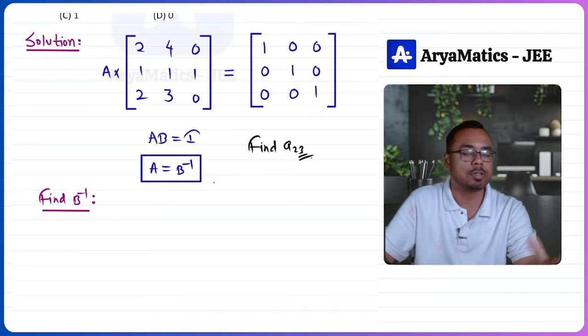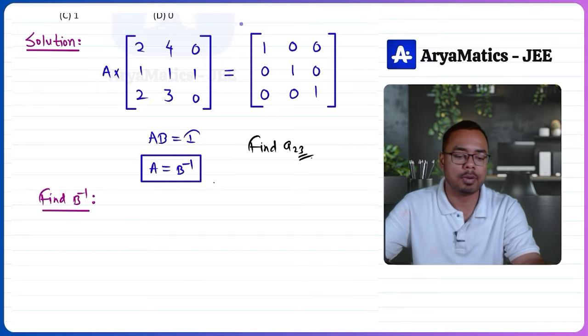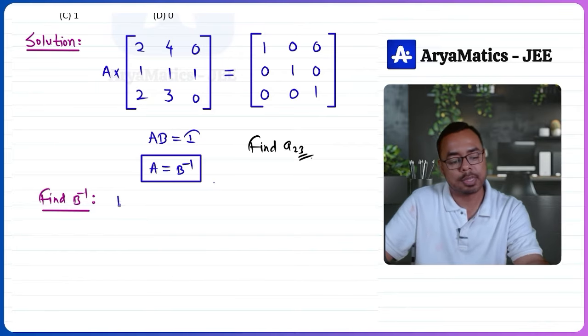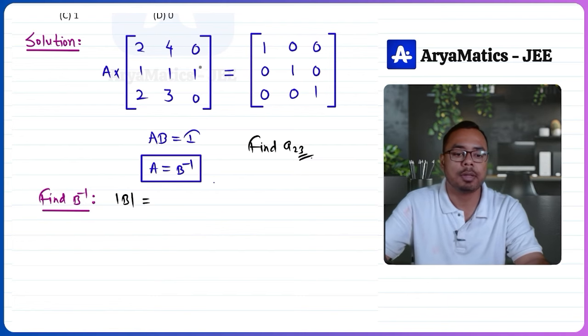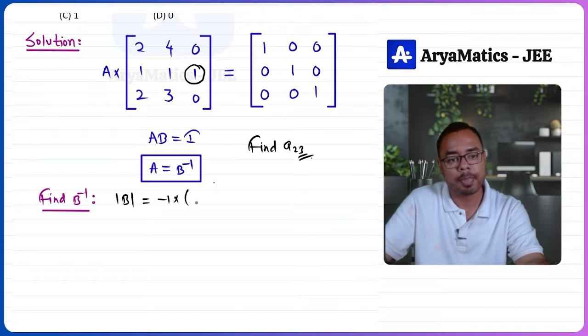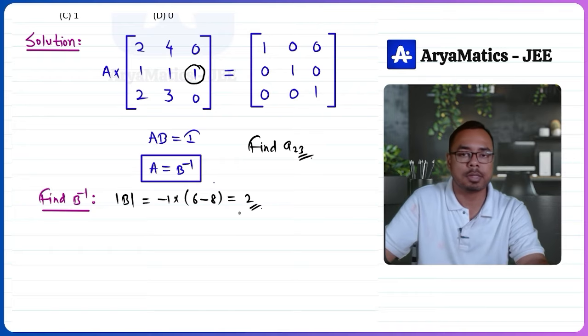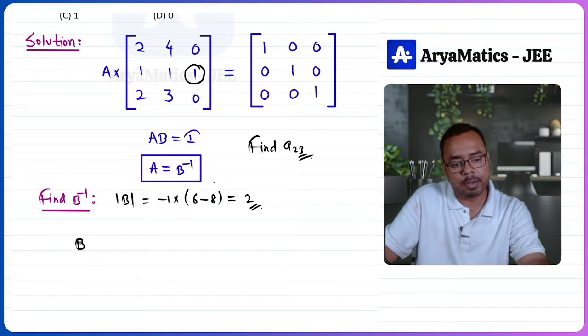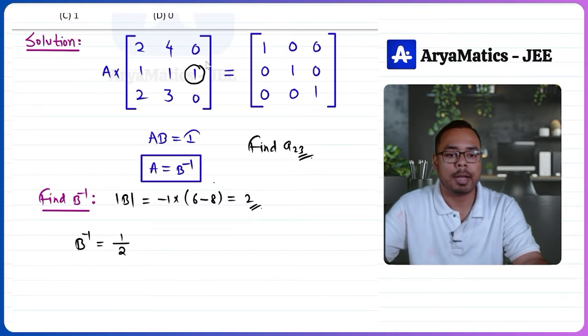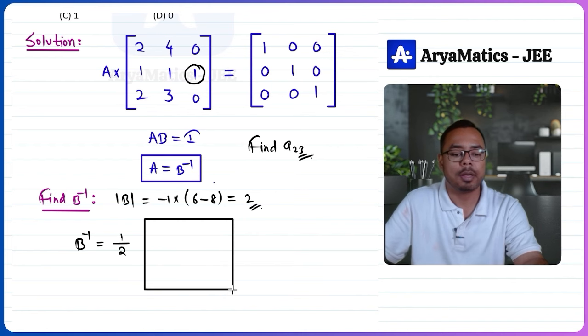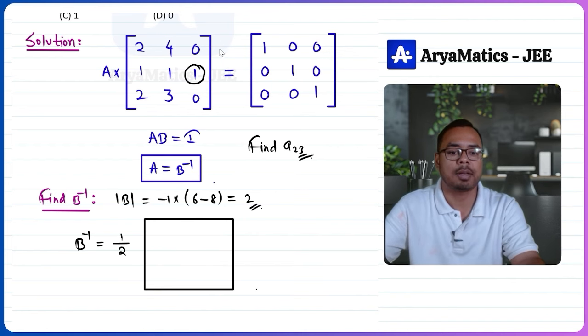Now remember, for finding the inverse of any matrix, we need two things. One is the adjoint of the matrix, the other one is the determinant of the matrix. So first let us calculate the determinant of matrix B. We can expand along the third column because we have two zeros there. So we can write minus 1 into, and then we have 2 into 3, 6, minus 4 into 2, that will be 8. So the determinant of matrix B is 2, right? So that means B inverse will be the adjoint of matrix B divided by the determinant of matrix B. Now remember, adjoint is nothing but the transpose of the cofactor matrix.